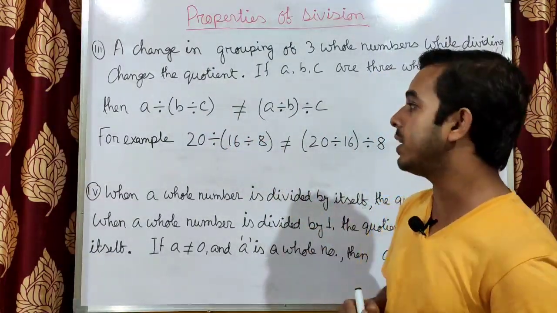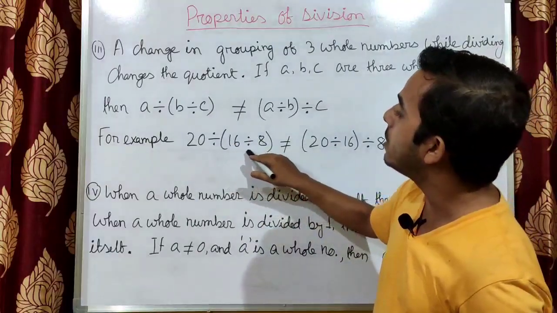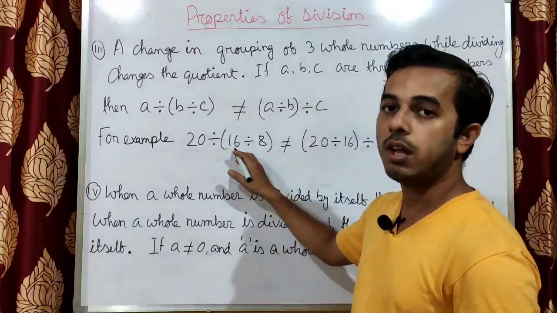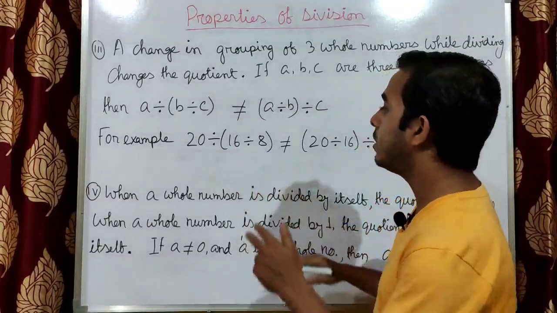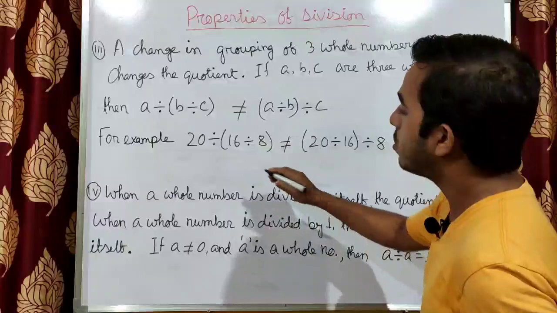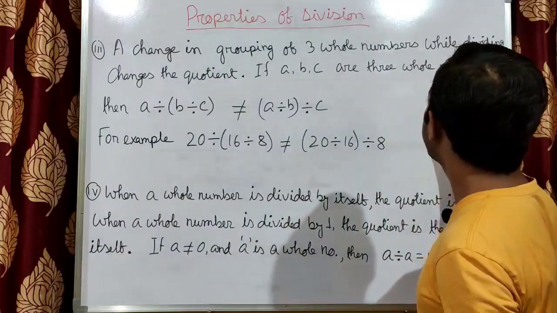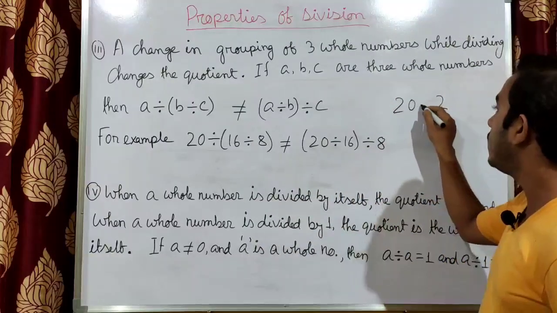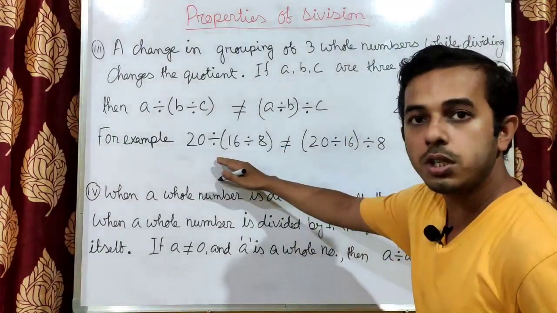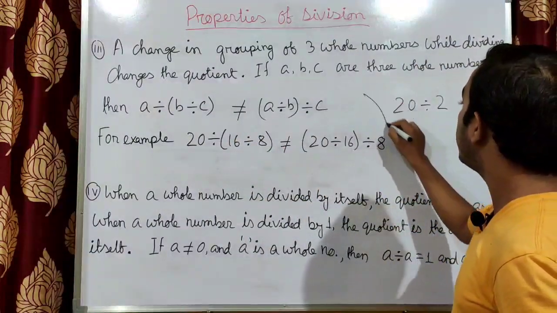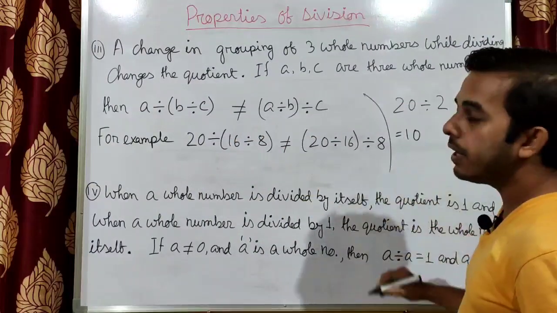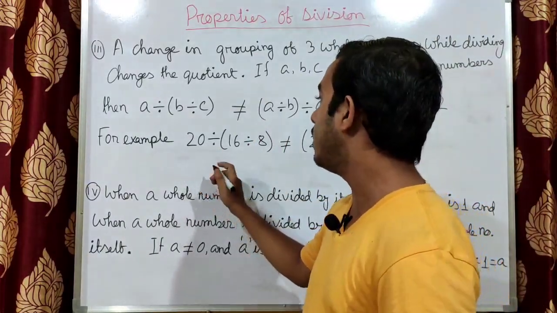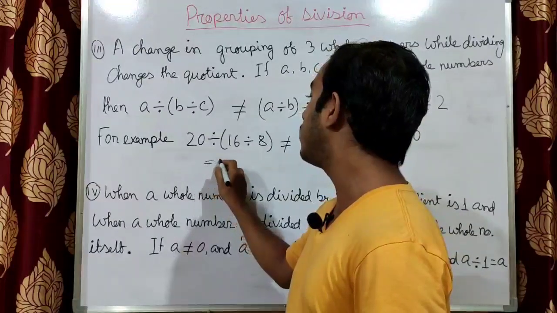For example, 20 divided by (16 divided by 8) does not equal (20 divided by 16) divided by 8. For the first bracket we have to solve this first. That means 16 divided by 8 is 2. Therefore it will be 20 divided by 2, and 20 divided by 2 is 10. Clear? Okay. Our LHS equals 10.